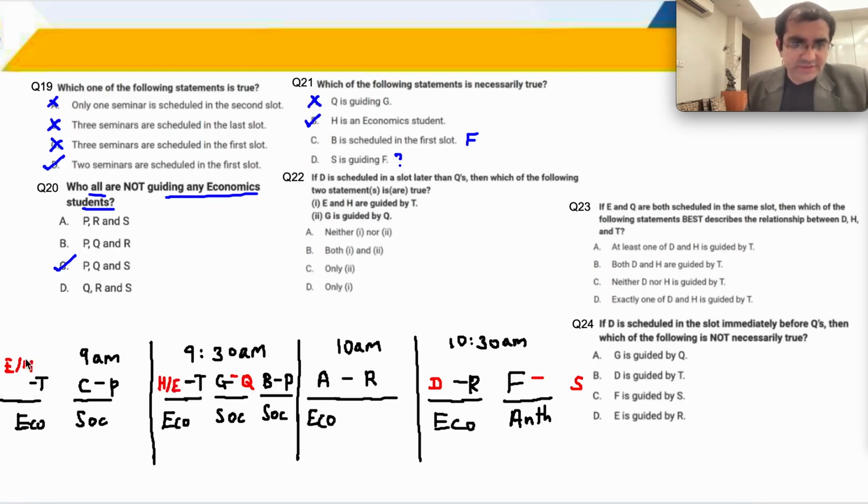दोनों cases में ये true है. This is true. G is guided by Q. This is also true. So therefore both of the statements over here are true. Both are true. So let me quickly go back to my status quo original case, because answer तो आ चुका है, both. Both are correct.